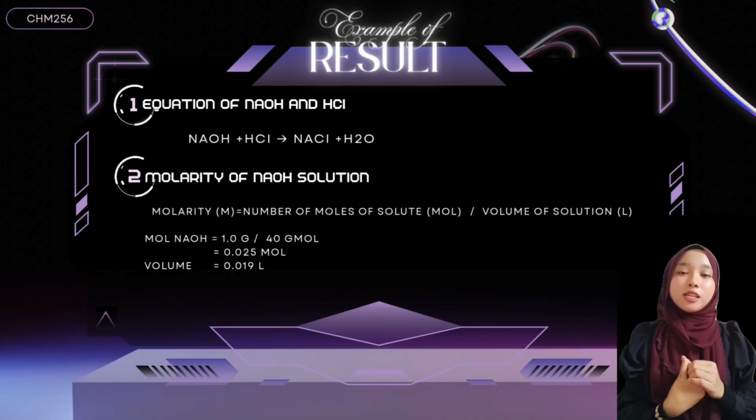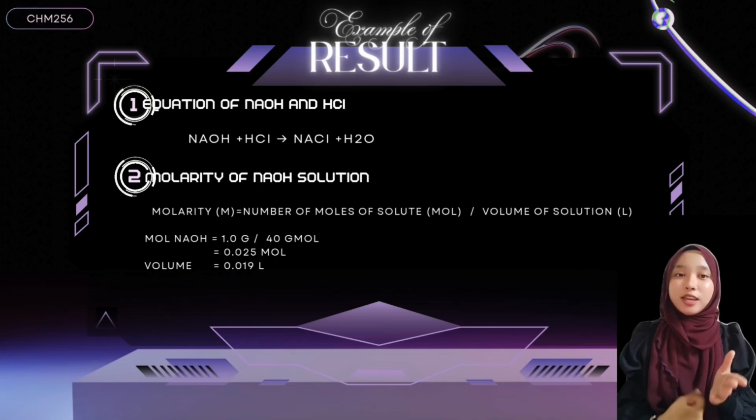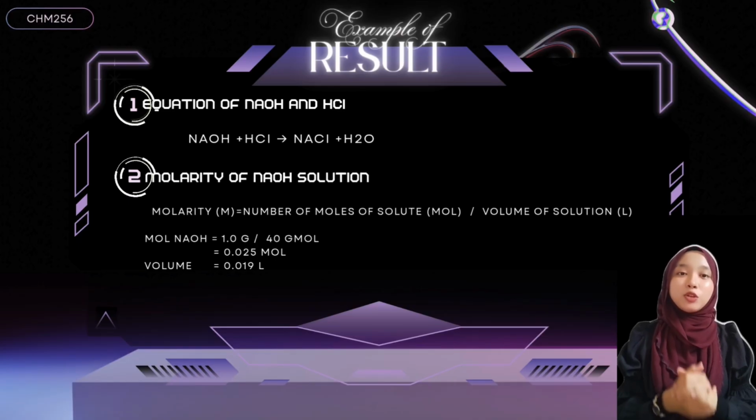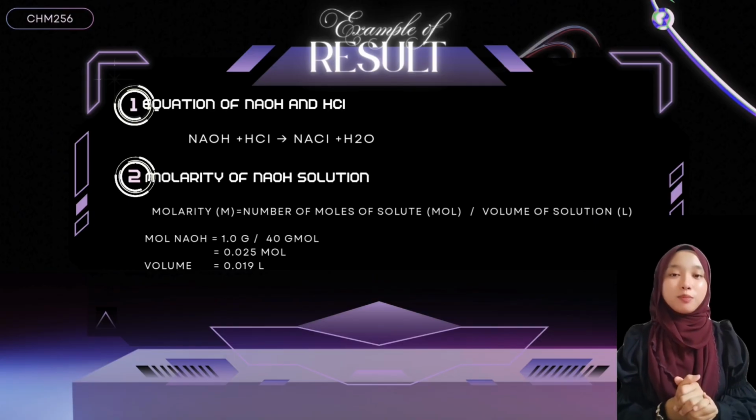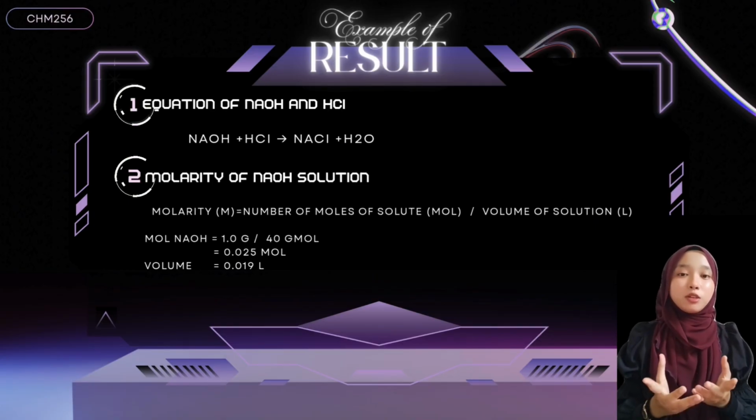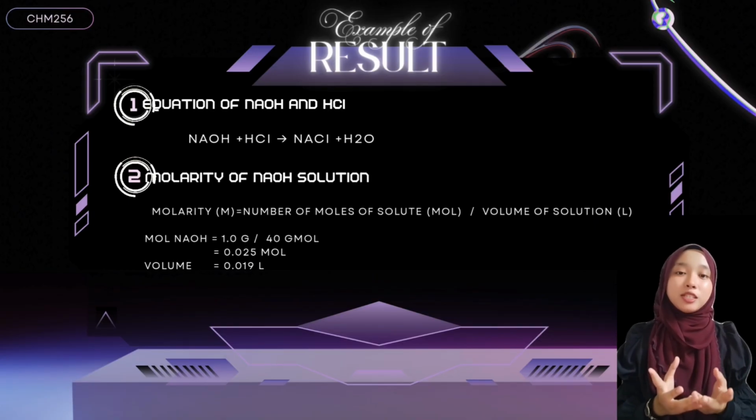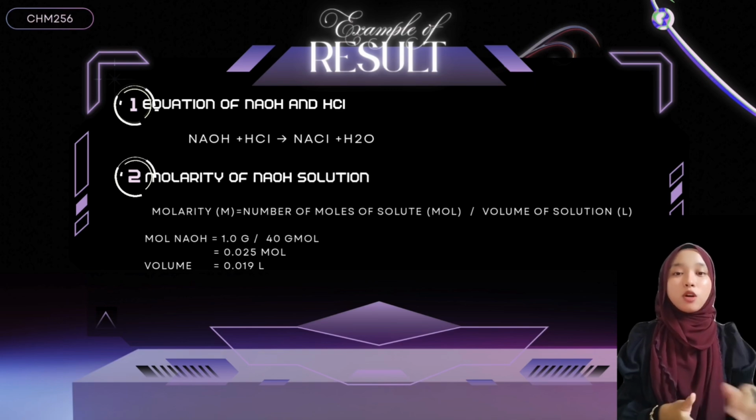Okay, now let's look at an example of the result of our titration experiment. First, we have the balanced chemical equation between sodium hydroxide and hydrochloric acid. So, sodium hydroxide plus hydrochloric acid produces sodium chloride plus water. This is typically a neutralization reaction where an acid reacts with a base to form salt and water.